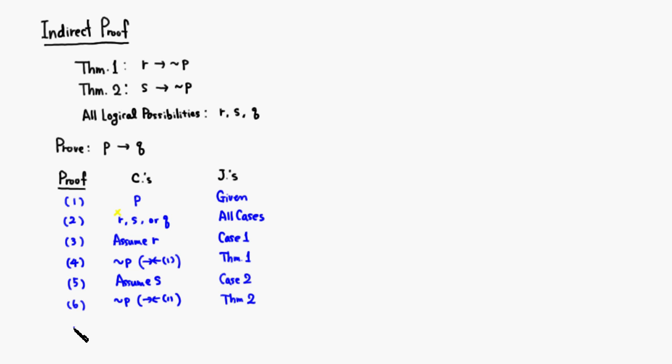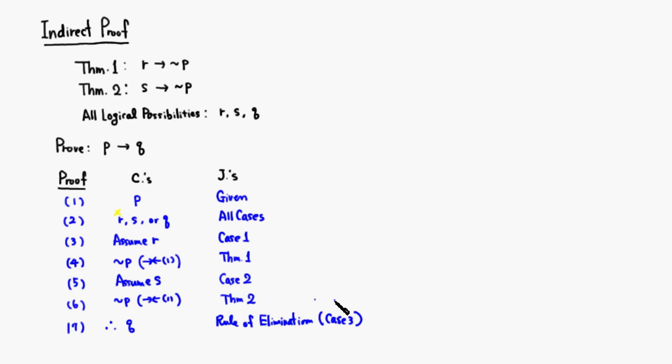Then the last line is, therefore, since we eliminated the other two cases, and there are only three possible cases, Q must be true. This is called the rule of elimination. I'll just indicate that this was the last case, case 3. And Q is the conclusion we want to make.